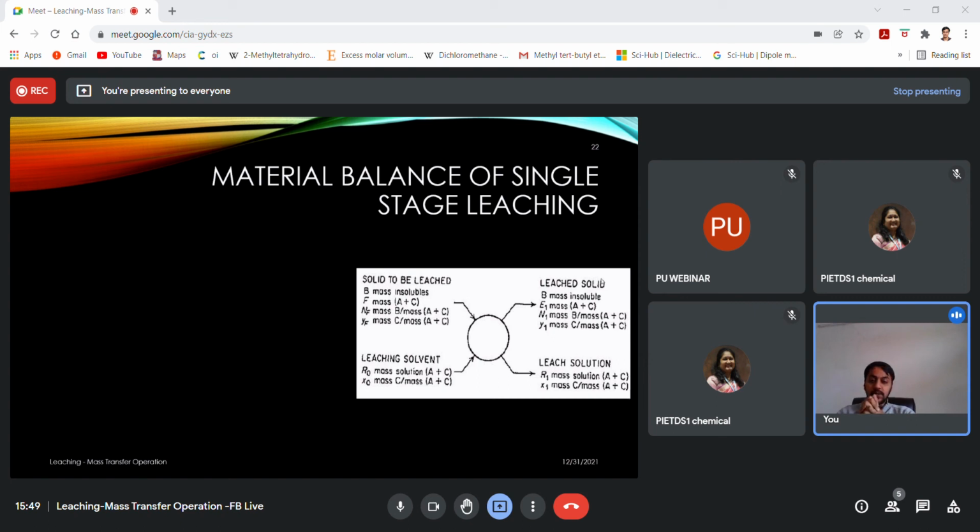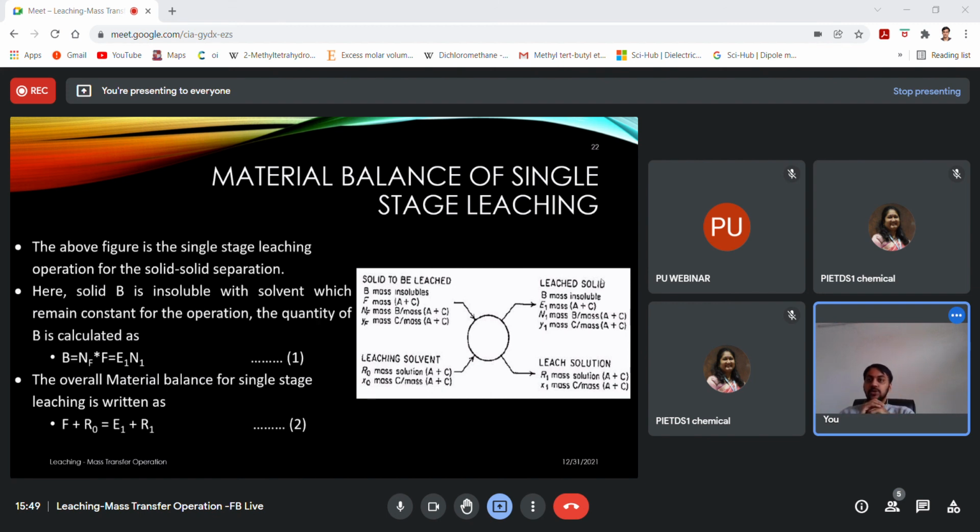Now what we are doing, we are leaching using solvent. So that solid is removed, that is, the leached solid is taken out. So two outputs. First is the leached solid that has very little amount of solute, or maybe no amount of solute, and the solution that has a very high amount of solute plus solvent. There won't be any insoluble solid in the solution, right? The figure is a single stage operation.